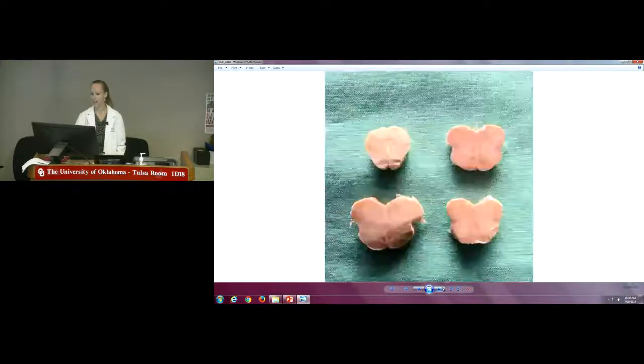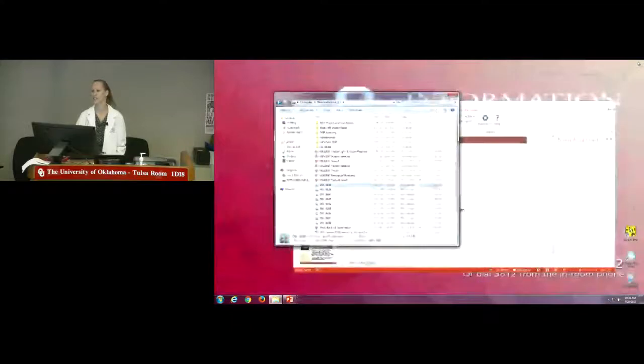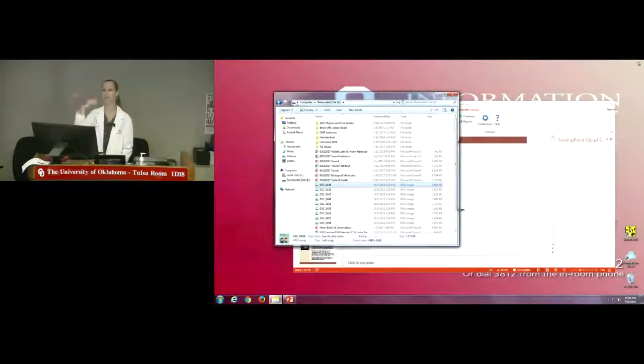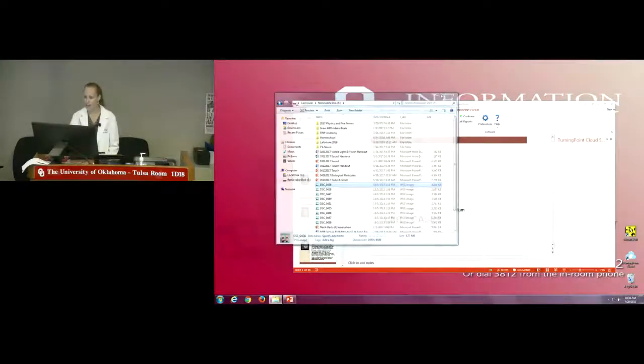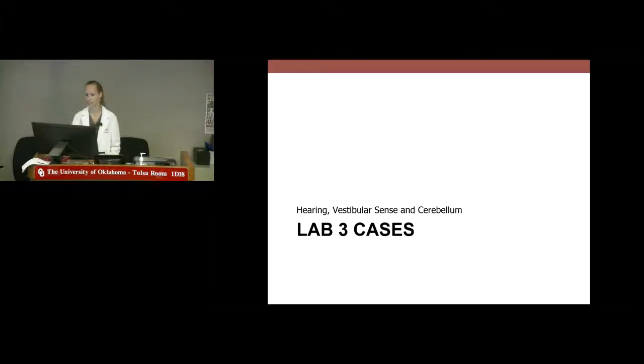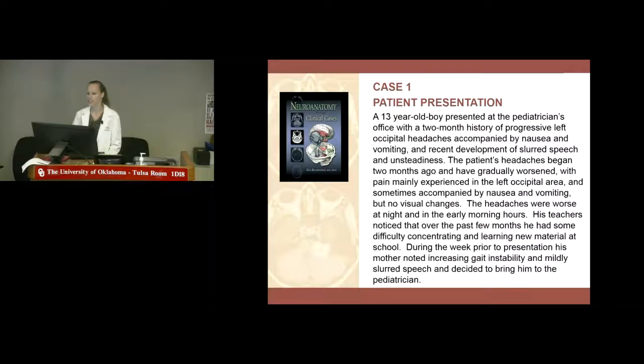Okay, so I remembered what I actually wanted to show you was some sections through the pons and the cerebellum. So I'll pull those out and we'll look at those tomorrow. So now let's do some cases. Learning cases. Okay, so case 1.